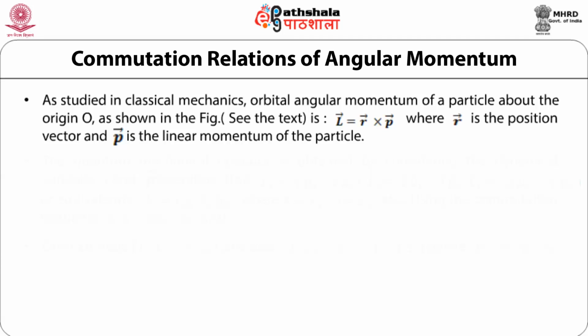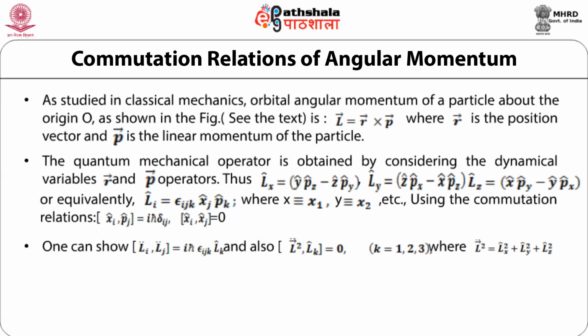Now, if we want to find the corresponding quantum mechanical analog for the orbital angular momentum vector, then in quantum mechanics this is the orbital angular momentum operator, and this operator can be obtained by considering the dynamical variables, that is the position vector r and the linear momentum vector p, as operators.